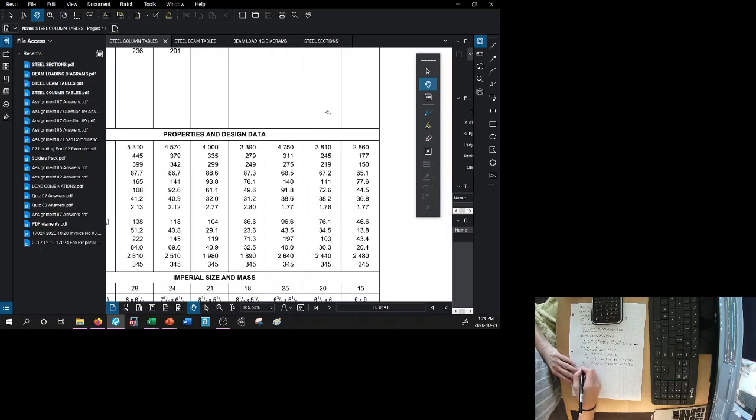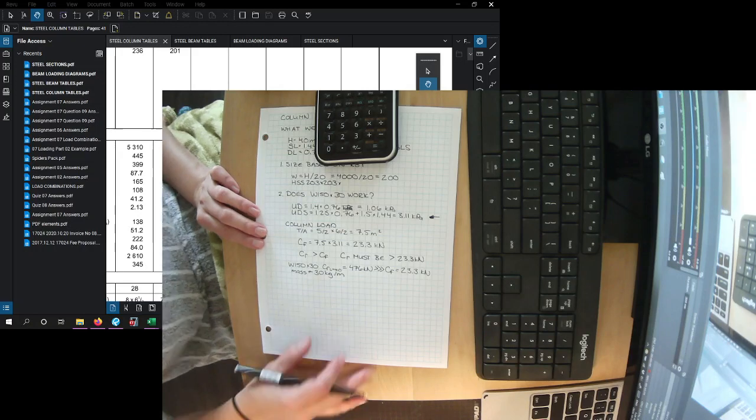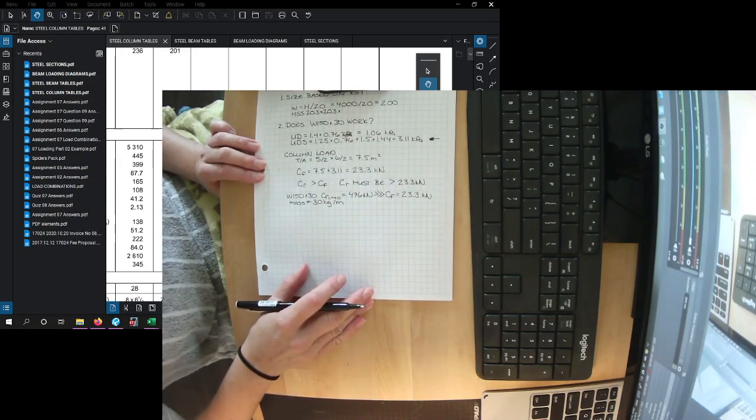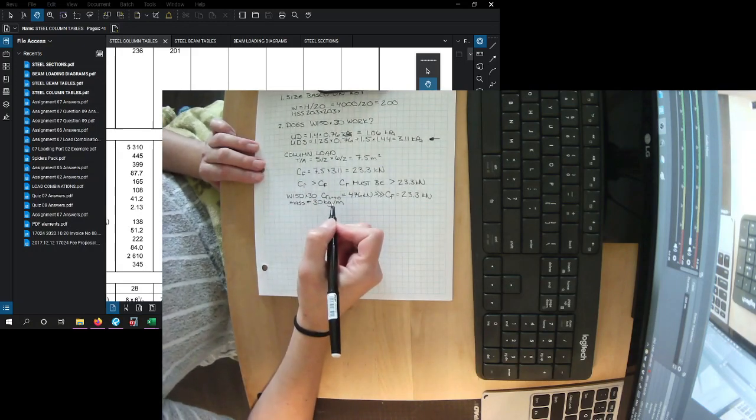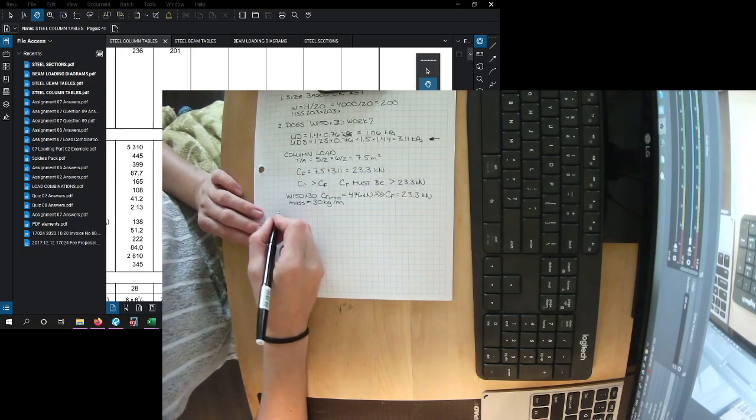We know that its mass is 30 kilograms per meter. Again, I'm writing this on the screen as small. So we know, because it's a W150 by 30, its mass is 30 kilograms per meter. Let's take a look and see if there is an HSS that works.